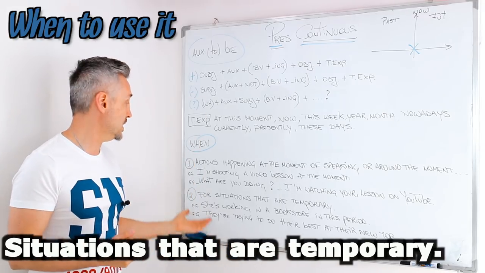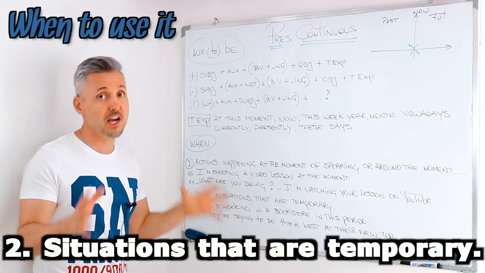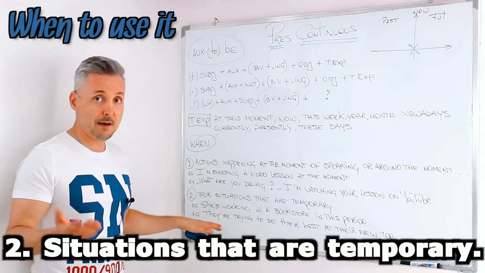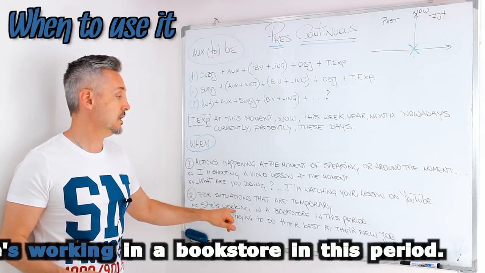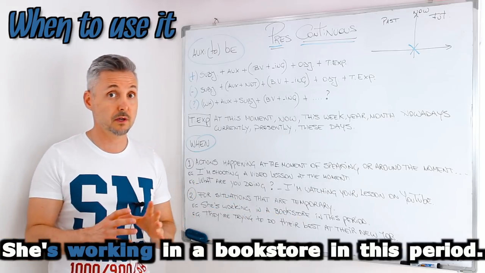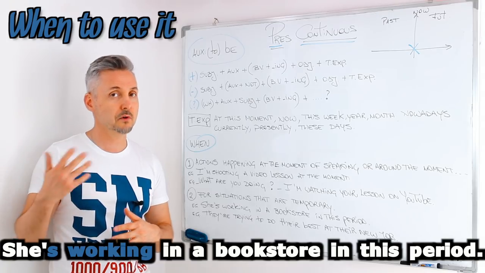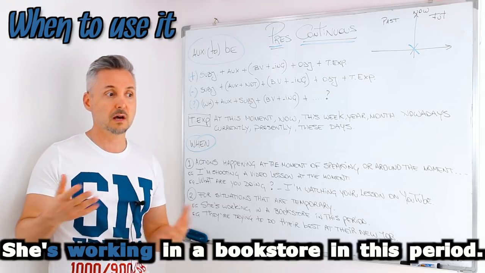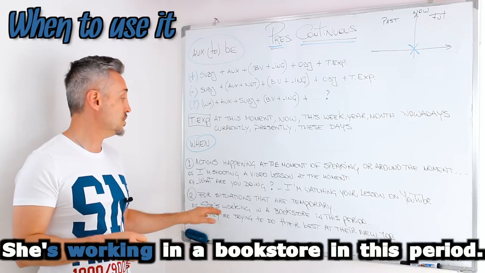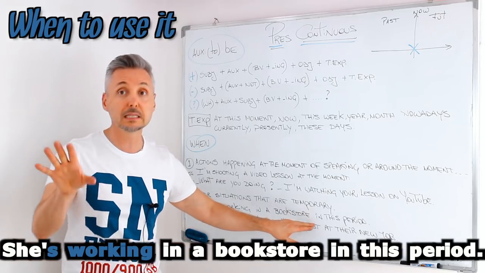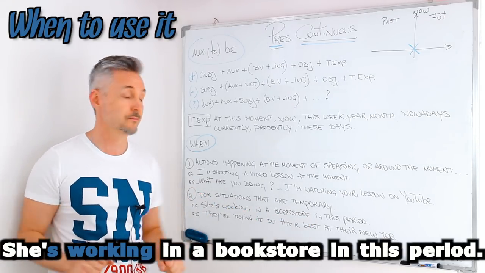The second usage is for situations that are temporary. For example, she's working in a bookstore in this period. So maybe in the past she worked somewhere else. In the future she's working as a teacher, for example. So she's working in a bookstore in this period, temporary.